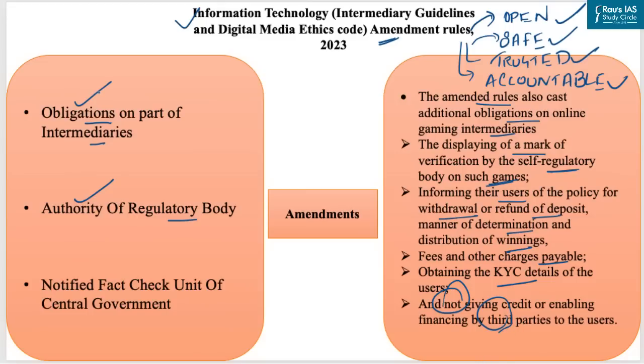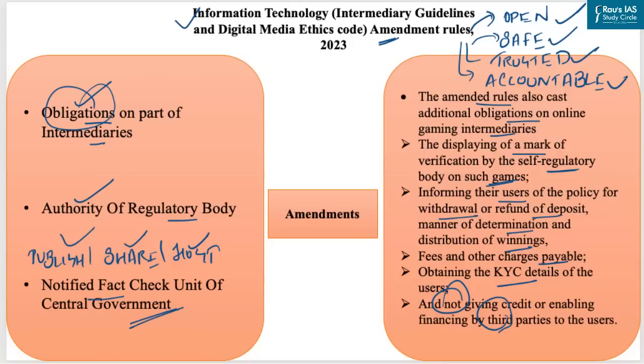The amendment rules also make it obligatory on intermediaries to not publish, share or host fake, false or misleading information in respect of any business of the central government. This fake, false or misleading information will be identified by the notified fact check unit of the central government. So these are the important amendments to the Information Technology (Intermediary Guidelines and Digital Media Ethics Code) Rules 2023.